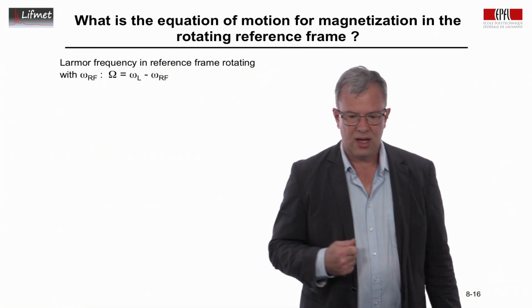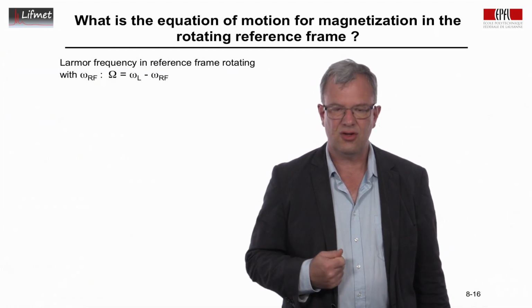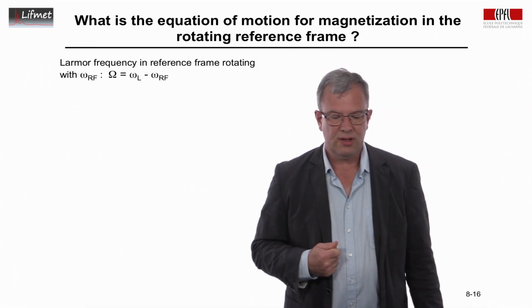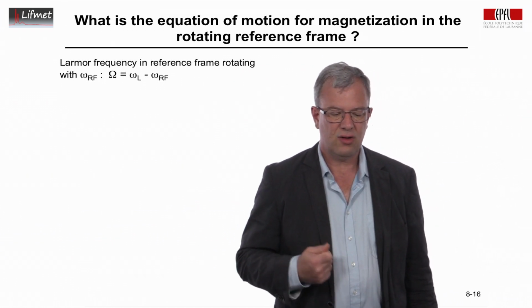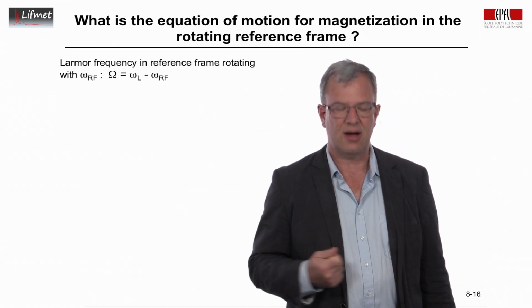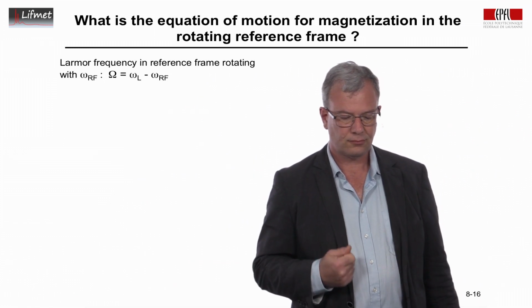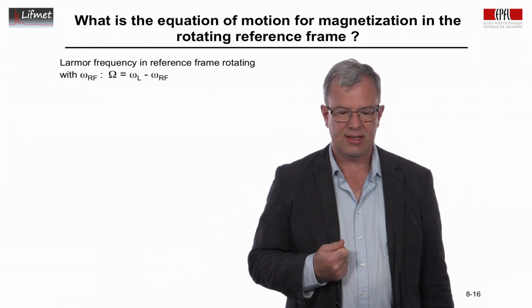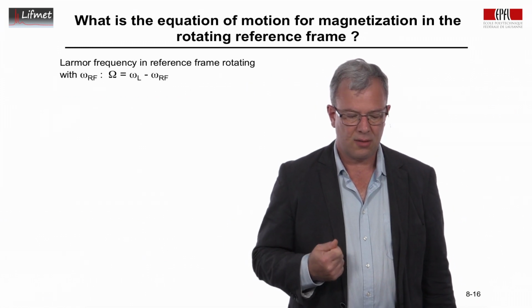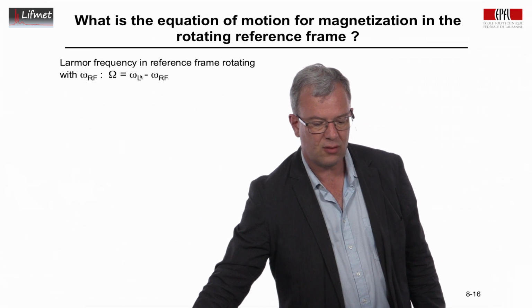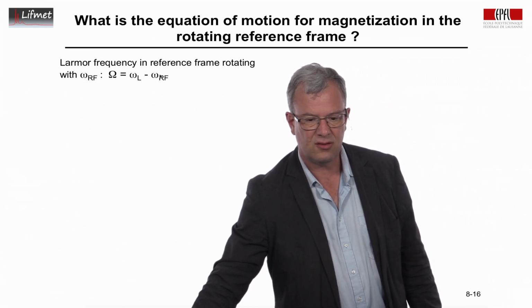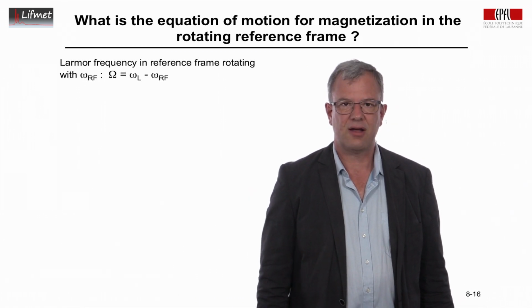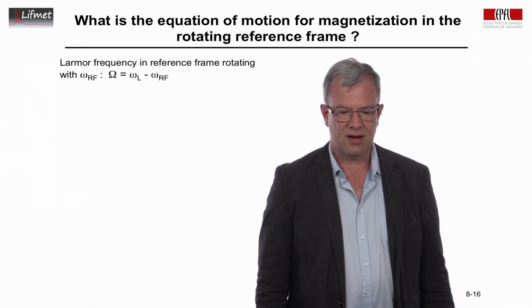So how does the equation of motion for the magnetization change if we change the reference frame? We'll now say we're going to put ourselves into a reference frame that rotates with omega RF, in radians per second. And in that reference frame, we observe the magnetization rotating with a Larmor frequency, big omega here, which is given by the Larmor frequency, gamma B0, minus this omega RF. That's the angular velocity of the rotating reference frame.